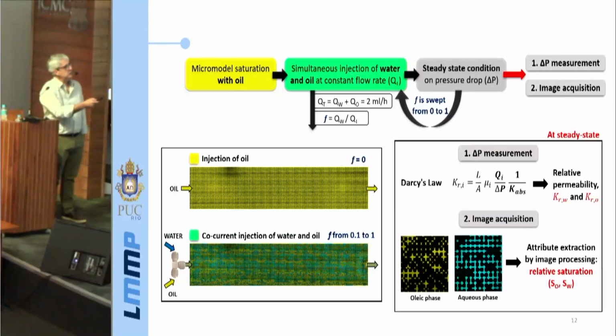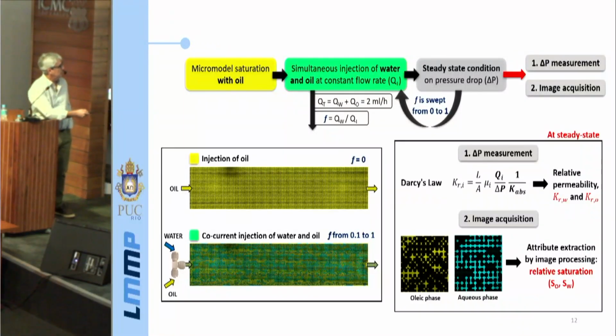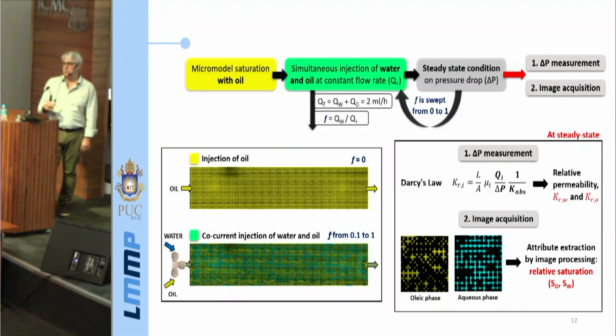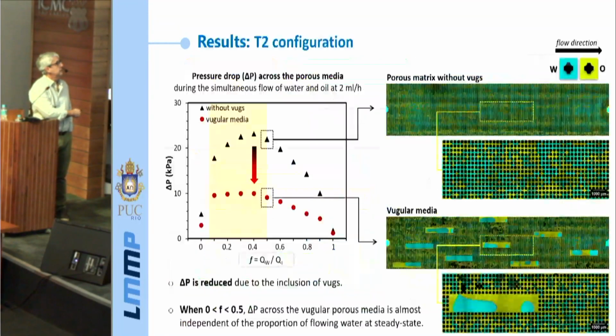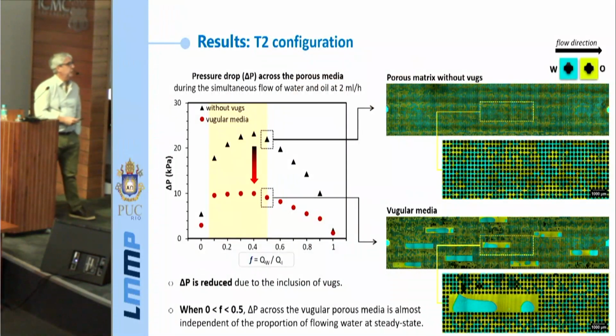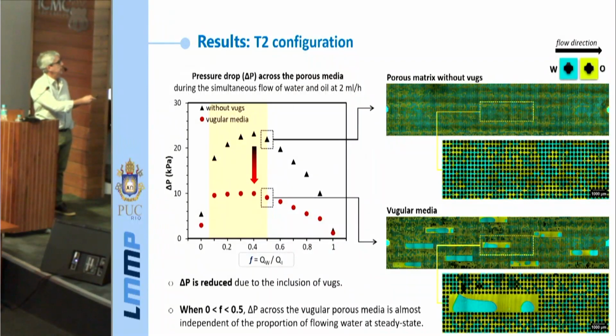And then we measure this pressure drop, and then we take an image of the whole porous media. So for example, here's an image at the end of a process. You see that you have yellow and blue scattered throughout the porous media. So part of the pore space is occupied by water, part is occupied by oil. So we can construct the relative permeability based on these pressure drop measurements.